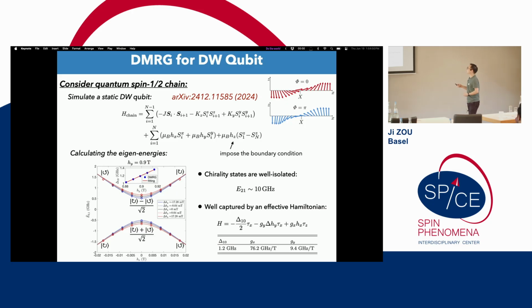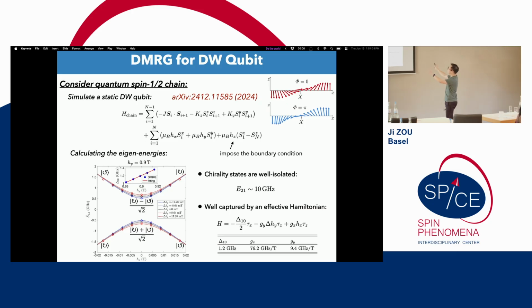So that's what we did with our friends from Japan. We did DMRG for this quantum spin-1/2 chain. And you can see the Hamiltonian has all the same ingredients as before: some anisotropies, some magnetic field in the x and y directions. And this last term is just the boundary field to impose the boundary condition.